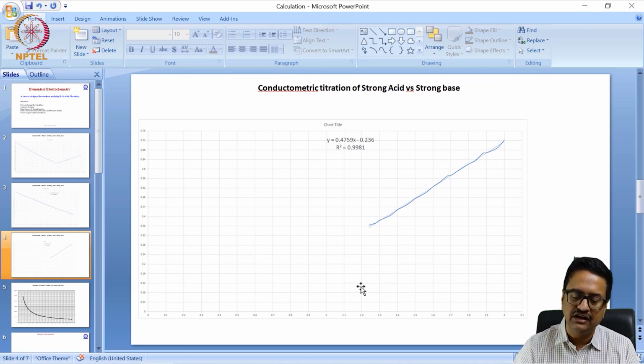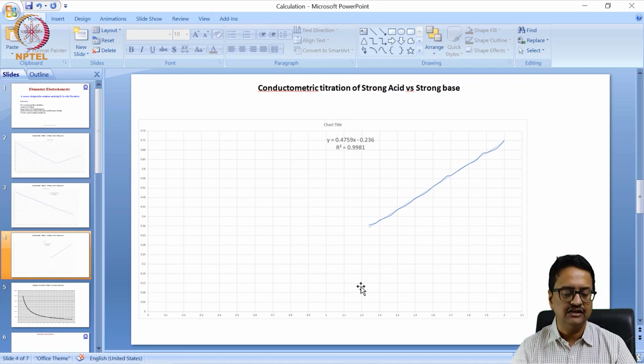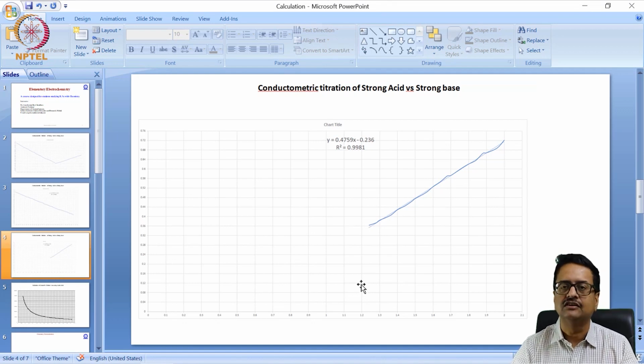Remember that we had already standardized the NaOH solution using oxalic acid as primary standard, so we already know the strength of that NaOH solution.